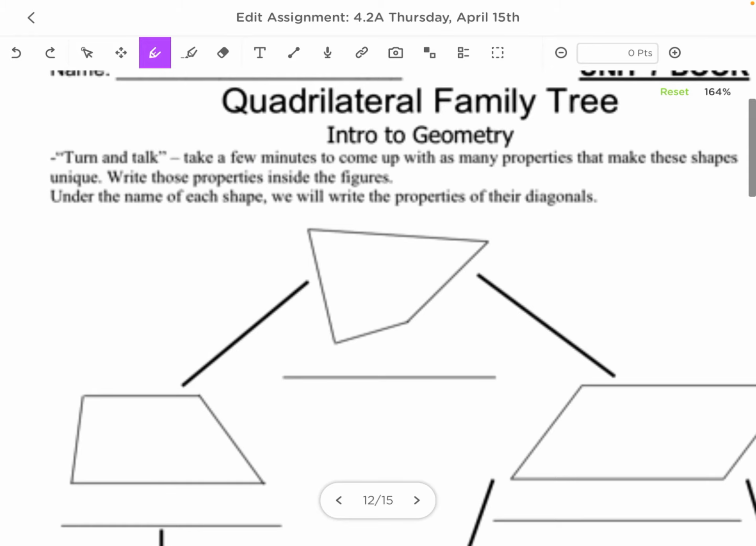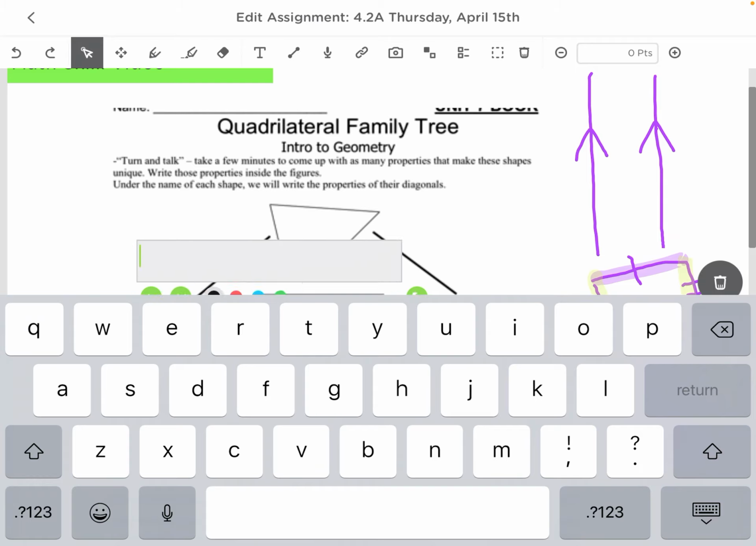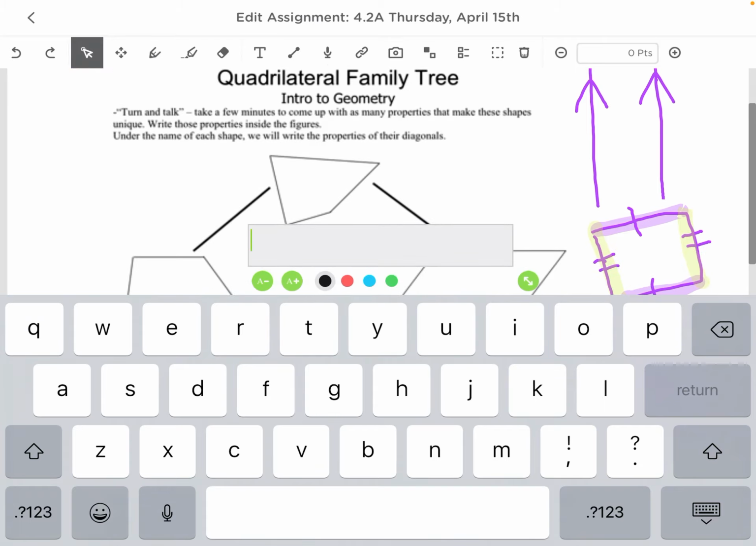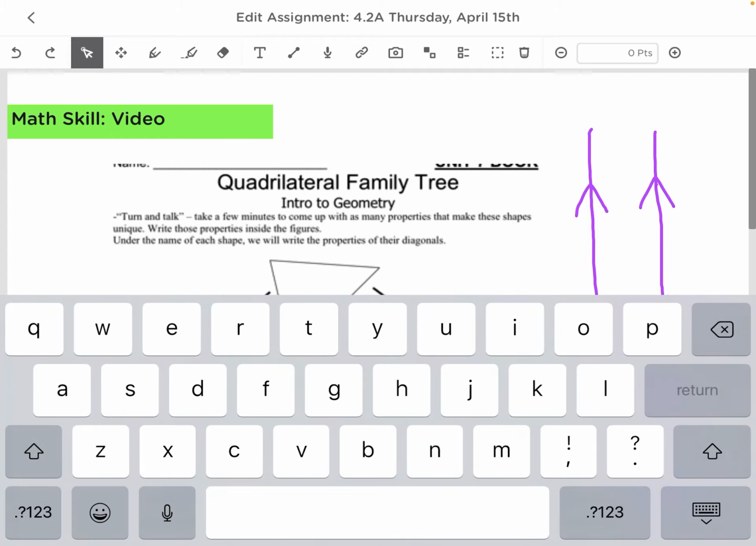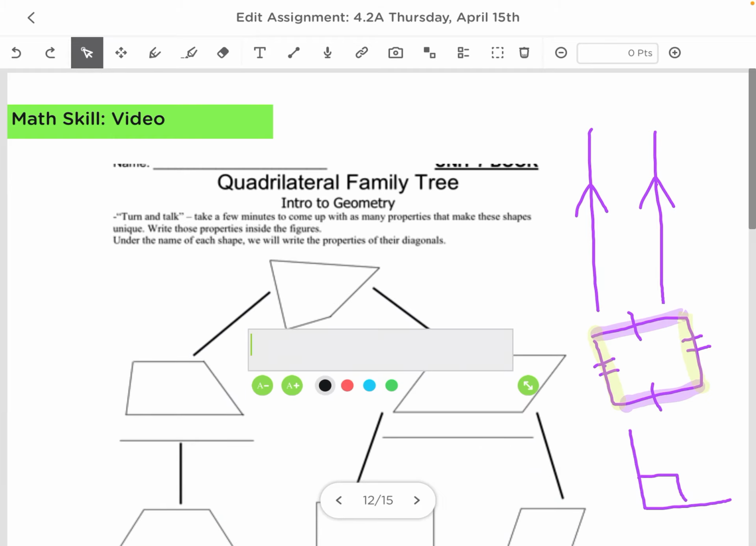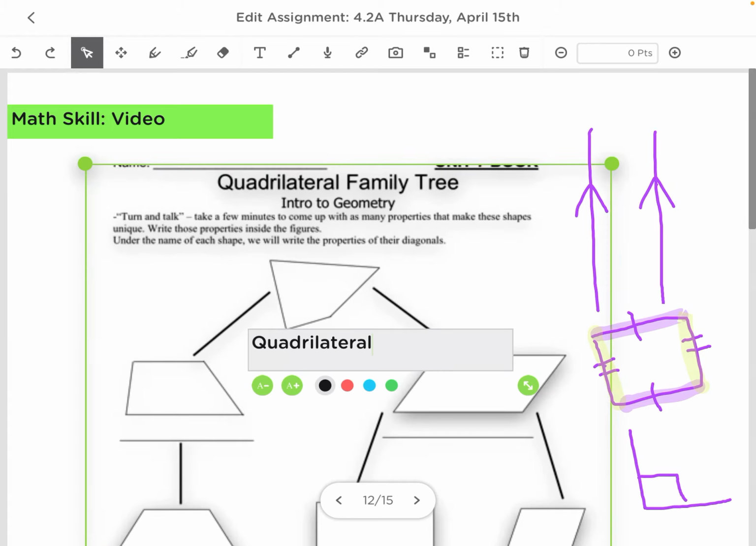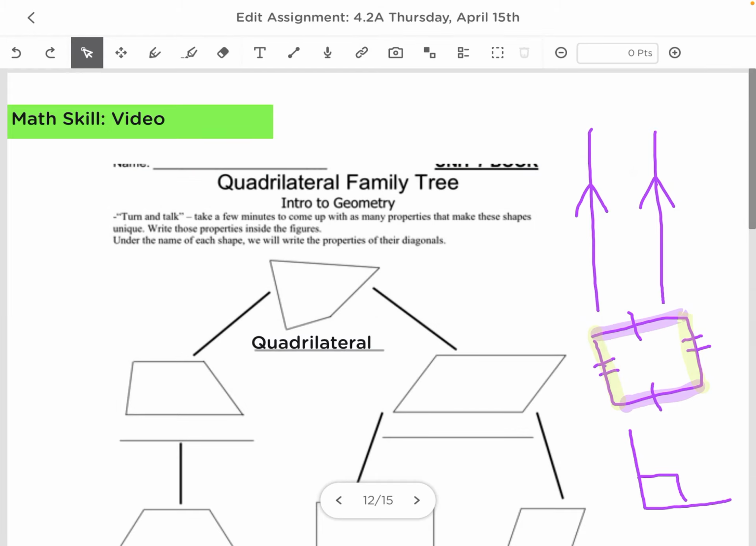But to start off, we have a quadrilateral. All a quadrilateral needs to have is 4 sides. Any shape that has 4 sides is a quadrilateral. Go ahead, type in quadrilateral.